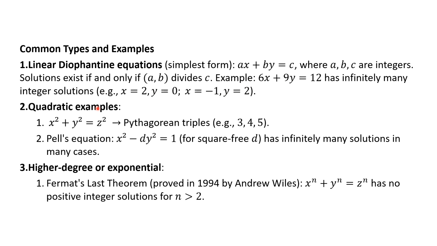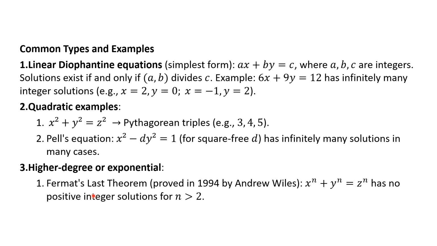Then you have quadratic examples. I'm sure you're familiar with the Pythagorean theorem, and we know there's an infinite number of solutions to equations of this form. x squared plus y squared equals z squared. And the classic one, of course, is 3, 4, 5, but there's many other solutions. Then there's Pell's equation, x squared minus d times y squared equals 1 for square-free d. In other words, square-free means that there's no square divisors in d. That has infinitely many solutions in many cases.